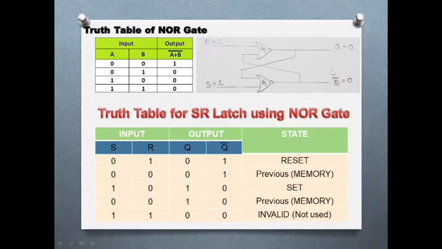So it can't be used, that is, it is undesirable. When S is equal to 1 and R is equal to 1, we get the output as 0 and 0, which is invalid, that is, it is not used. So this is the working of the SR latch. This is the truth table of SR latch using NOR gate.